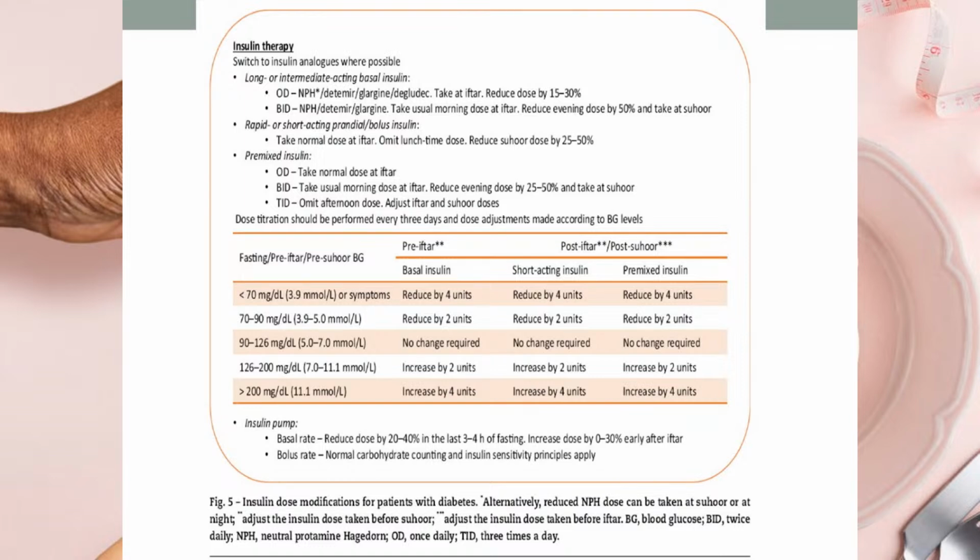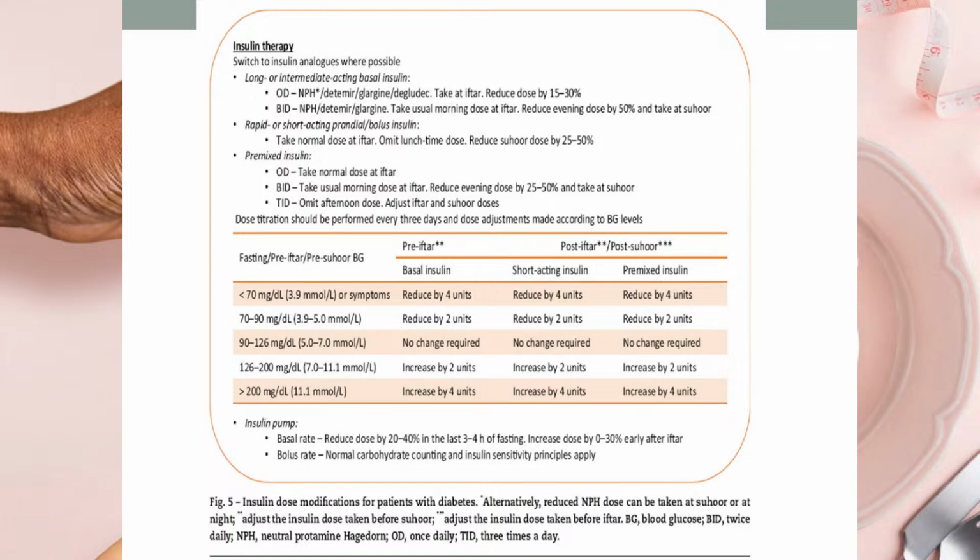So it is 4, 2, 0, 2, 4. Less than 3.9, reduce by 4. Less than 5, reduce by 2. Up to 7, no change. 7 to 11, increase by 2. Above 11.1, increase by 4. So that's just a simple guide to help you titrate the insulin during Ramadan.